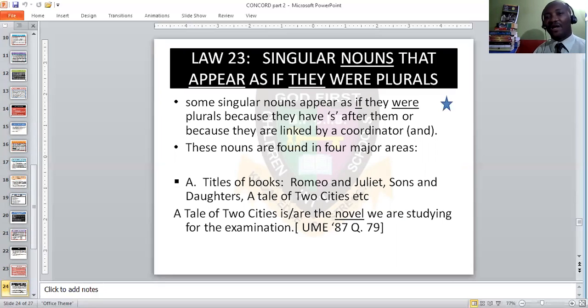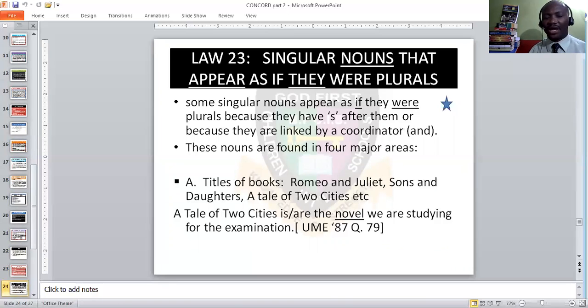Now, these nouns are found in four areas. One, we have titles of books. Romeo and Juliet is the title of a book. Because we join them with a coordinator, "and" does not make it a plural. Sons and Daughters, a book. A Tale of Two Cities, another book.